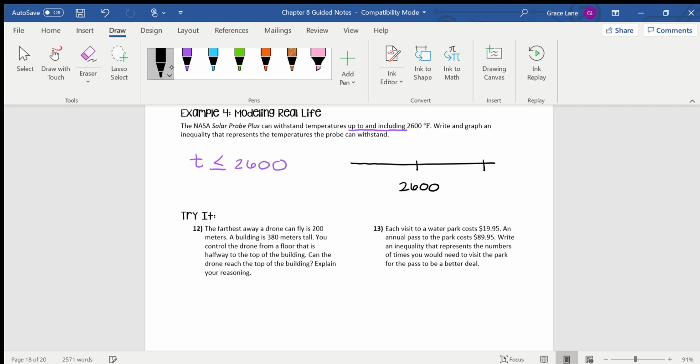I'm going to do 2,700 is bigger. 2,500 is smaller. So I want to include that because it can get to 2,600, but it cannot go past that. And so we have to show numbers less than that.